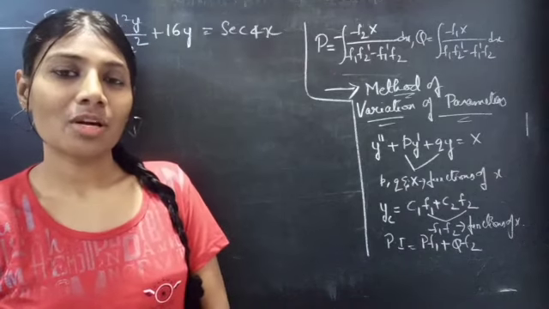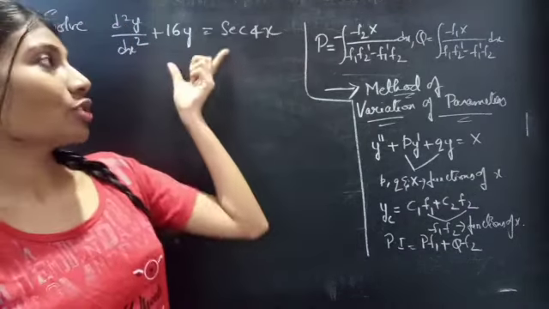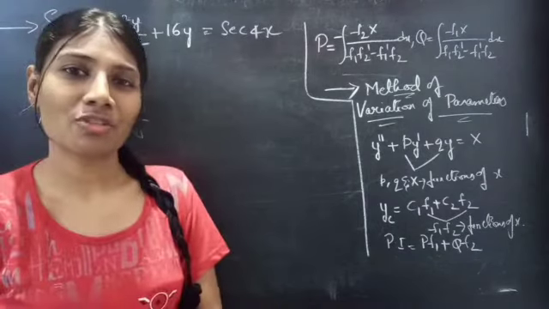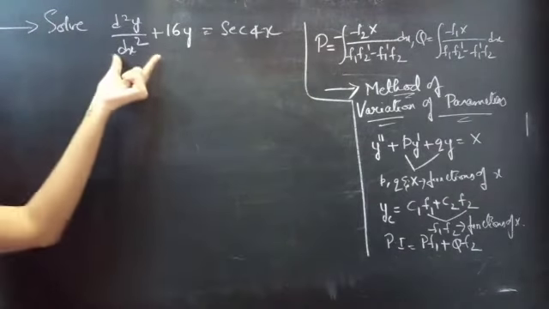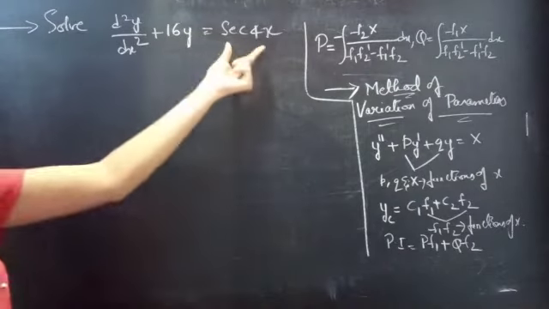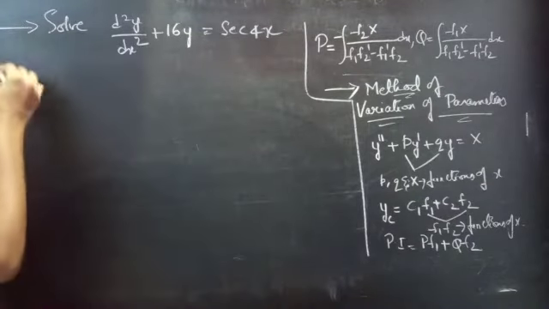In this video, we are going to solve a differential equation using the method of variation of parameters. So let's get going. Problem: solve d square y by dx square plus 16y equals secant 4x. Solution.